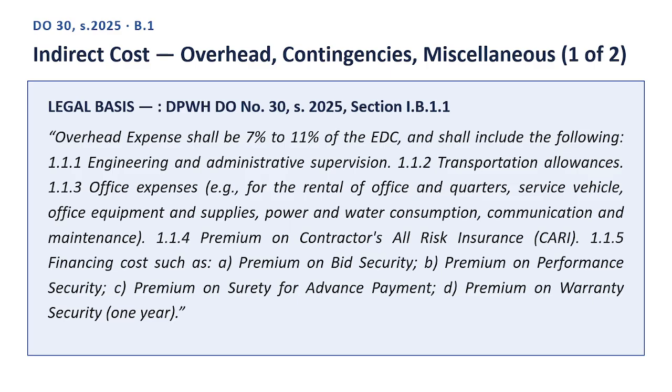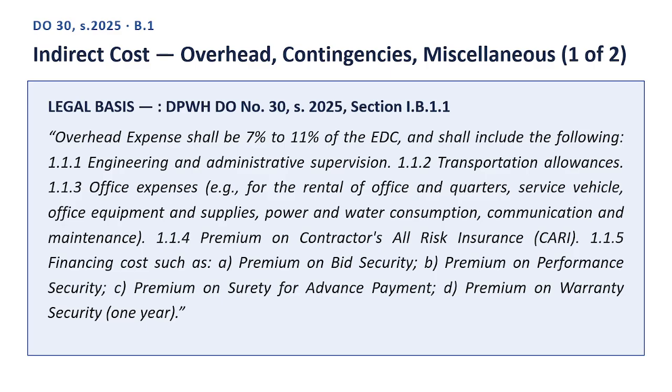1.1.4 Premium on Contractors' All-Risk Insurance, CARI. 1.1.5 Financing costs such as a. Premium on bid security, b. Premium on performance security, c. Premium on surety for advance payment, d. Premium on warranty security, 1 year.